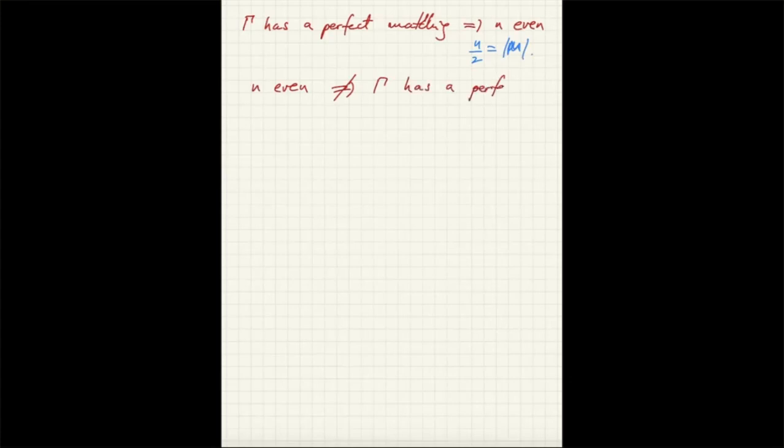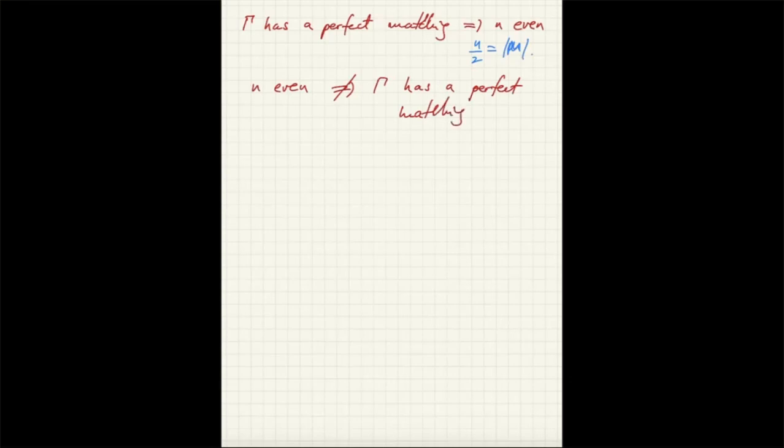If gamma has a perfect matching, this implies the number of vertices n is even. That's clear, since n over 2 is the cardinality of the maximum matching. But the converse is not true. So n even does not imply that gamma has a perfect matching.